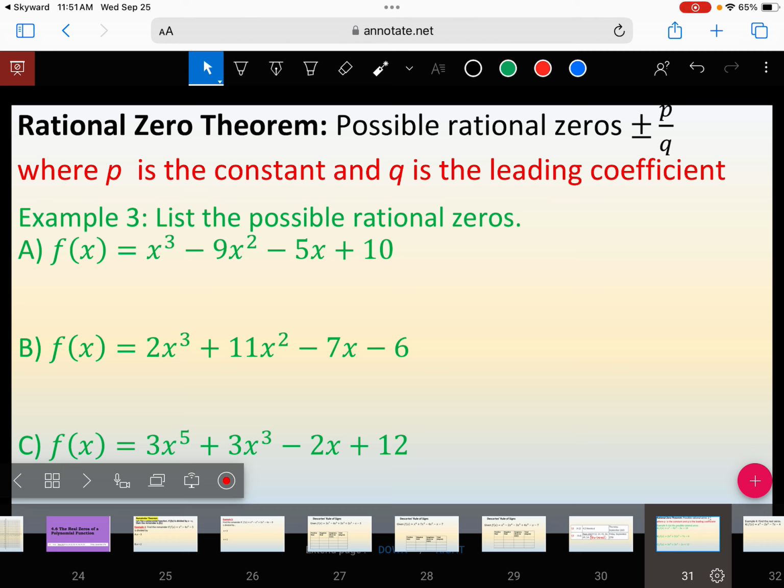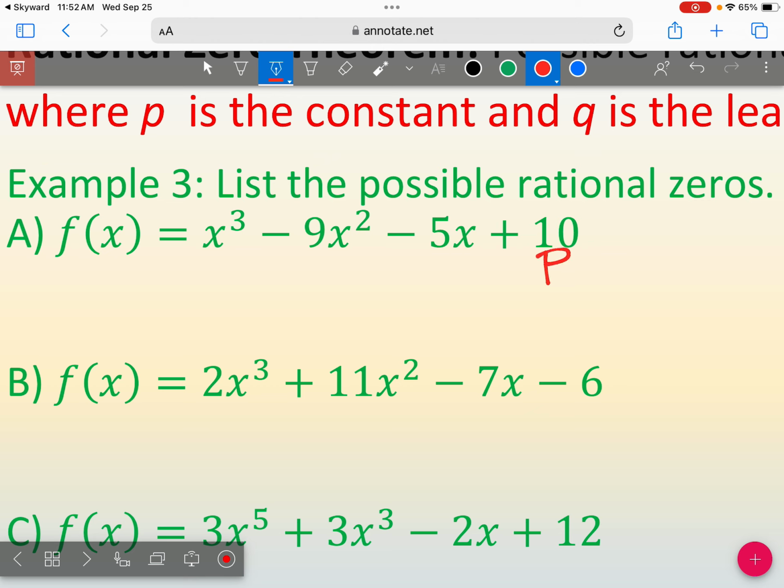Okay, so when we're trying to find our possible zeros, we need to find the factors of P and Q. What is P? What is Q? P is the number at the end, so your constant. Q is the leading coefficient.